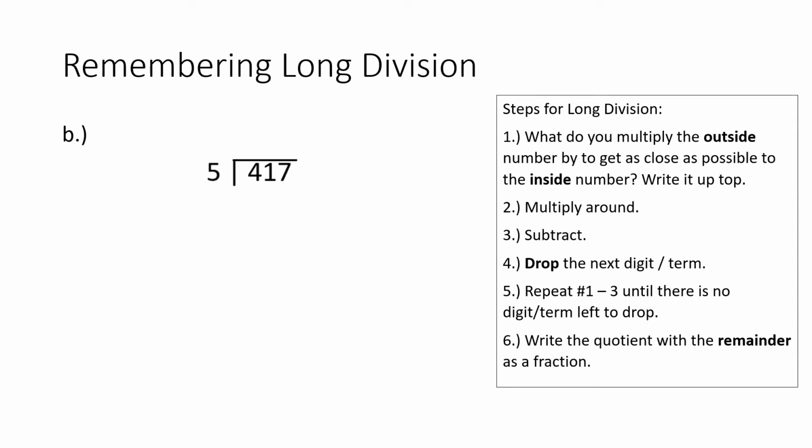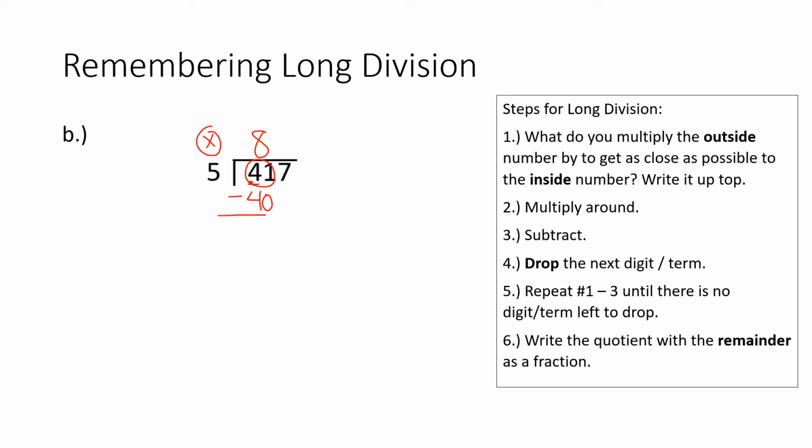Let's try one more regular long division problem just to help you refresh your memory a little bit. Here we have 417 divided by 5. We want to know how many times does 5 go into 417. So let's break it down into small pieces. I'll start with the 4. 5 does not go into 4, so let me look at 41. So basically, what can I multiply times 5 to get as close as possible to 41? That would be 8, because 8 times 5 is 40.